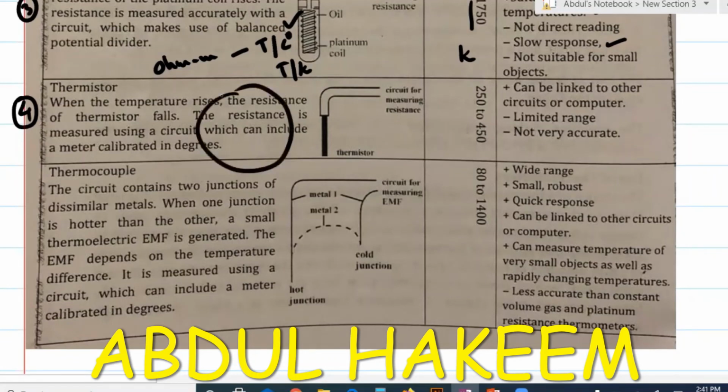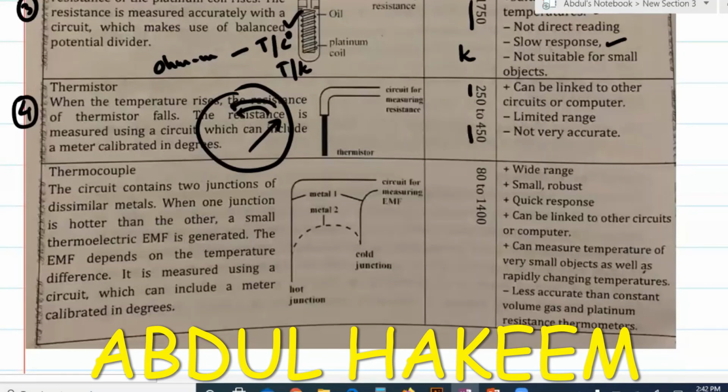Suppose this is the ohmmeter. For low temperature the resistance is maximum, and for high temperature the resistance decreases, so the temperature will increase in this direction. So it is calibrated in the opposite direction. If in a normal meter the 0 degree is at the left, then in this meter the 0 degree will be at the right. It has a very small range, just 250 to 450 Kelvin, and it can be linked with other circuits, the computer. Limited range, but it is not accurate, just an estimated value of the temperature.